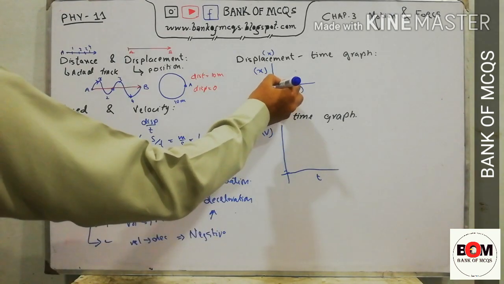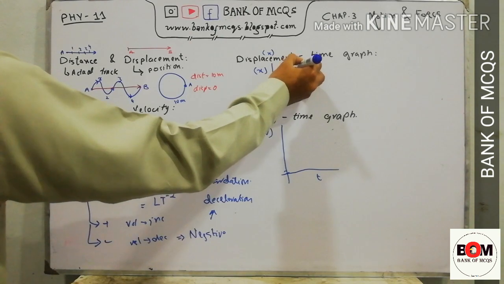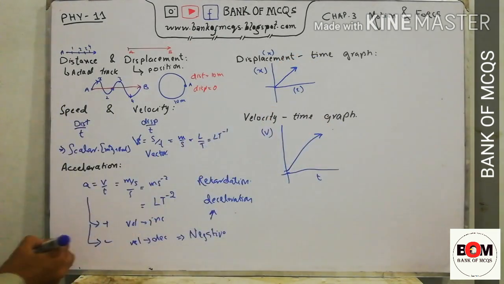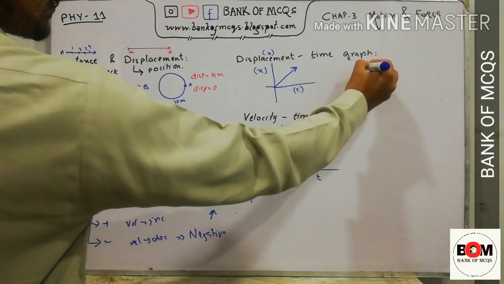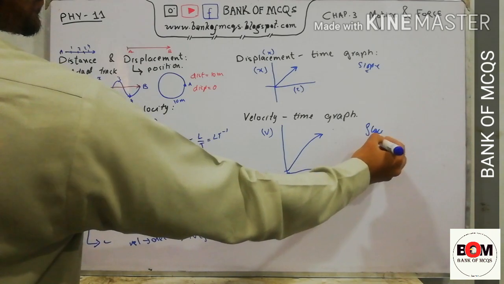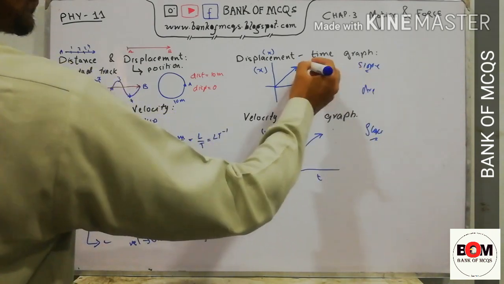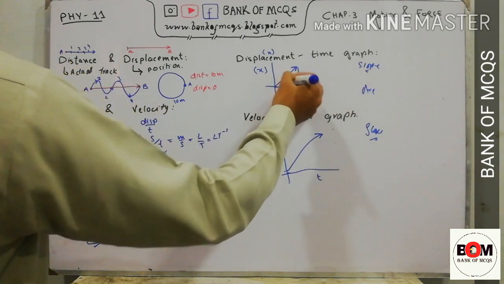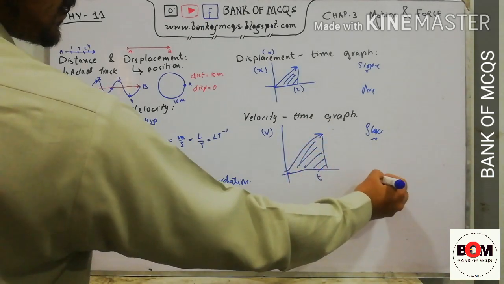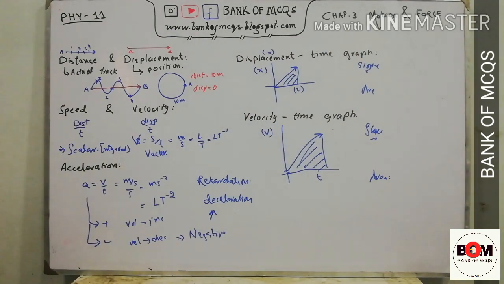Now there are two things. The first thing is the slope of a graph. The second is the area under the graph. So there are two points you must remember for the displacement time graph and the velocity time graph: the slope and the area.